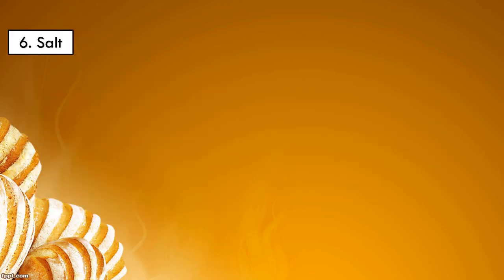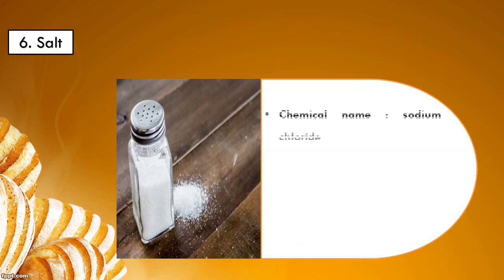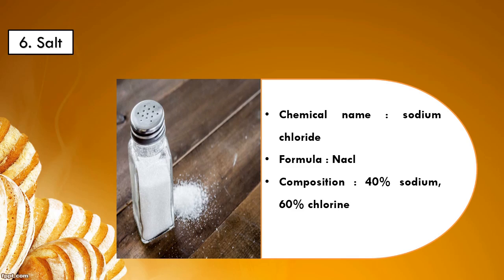The sixth essential ingredient is salt. Though the role of salt is less common in baked products, it has certain functions in the bakery industry. The chemical name of salt is sodium chloride and the chemical formula is NaCl. It comprises 40% sodium and 60% chlorine and gives a distinctive flavor.